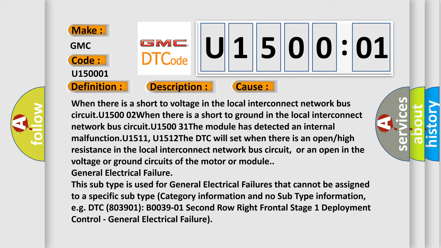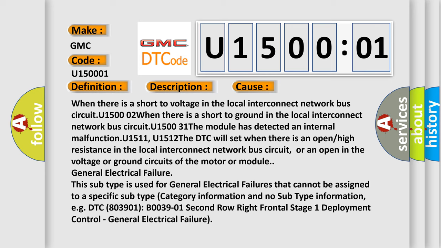When there is a short to voltage in the local interconnect network bus circuit, U1500-02. When there is a short to ground in the local interconnect network bus circuit, U1500-31. The module has detected an internal malfunction, U1511, U1512. The DTC will set when there is an open or high resistance in the local interconnect network bus circuit, or an open in the voltage or ground circuits of the motor or module.